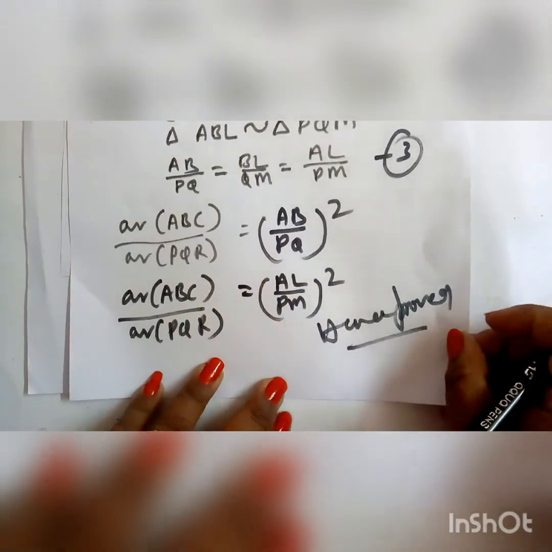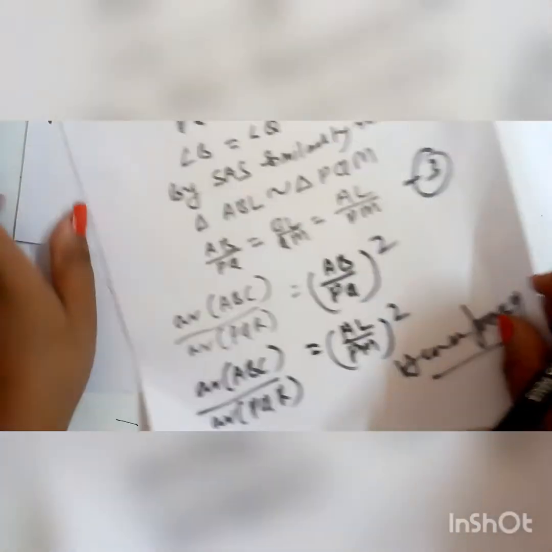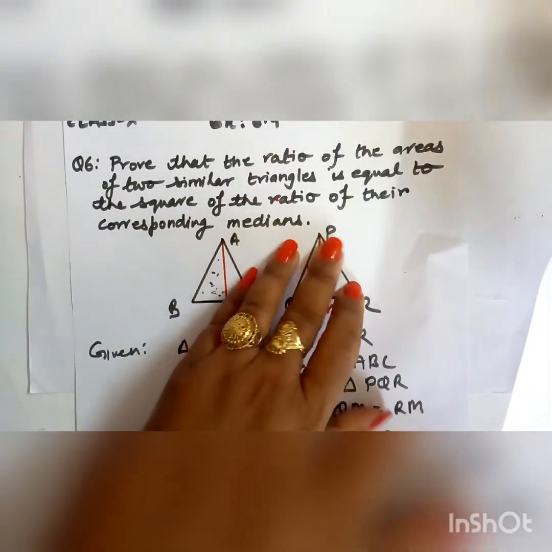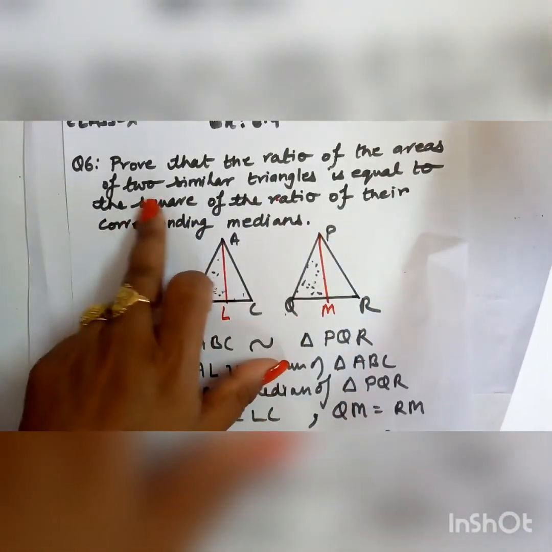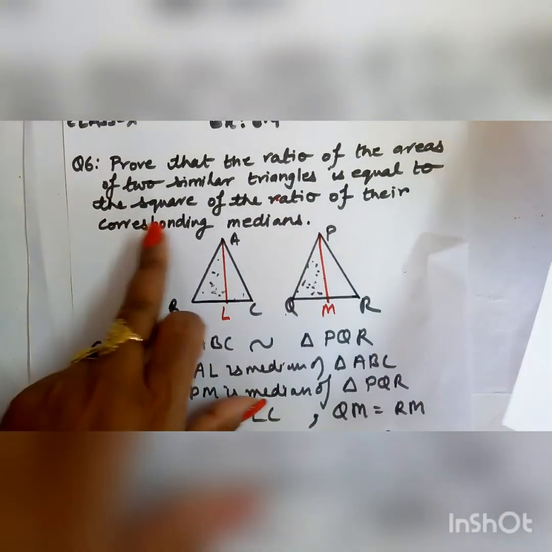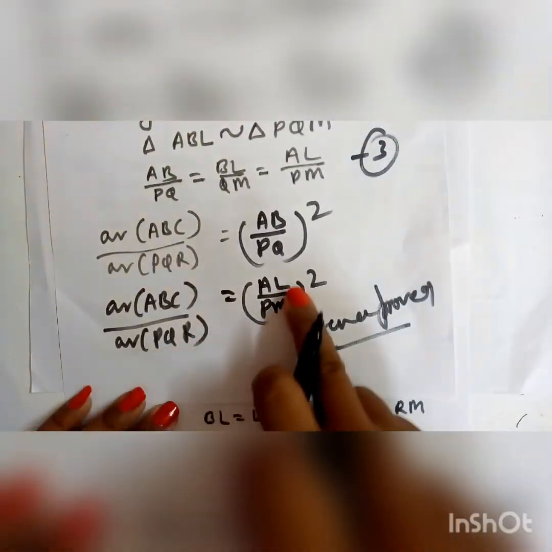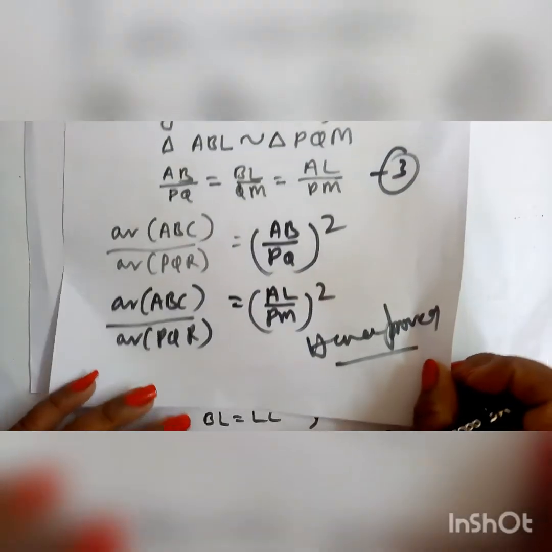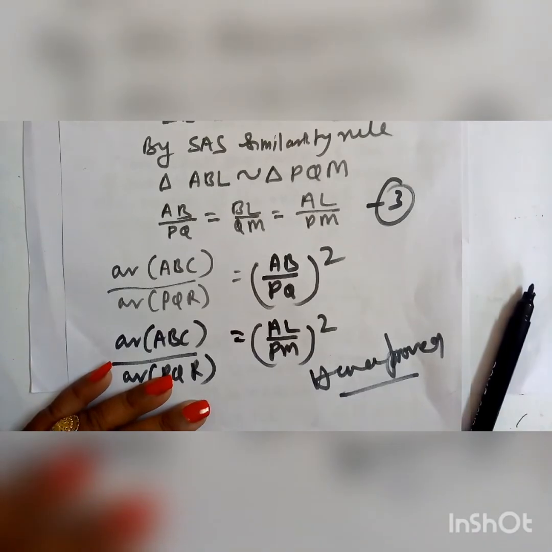And that is what we want, according to the question: the question wants that the ratio of areas of two similar triangles is equal to the square of the ratio of their corresponding medians also. So we have proved it, because AL and PM are the medians. I hope this question is very clear to you. So thank you, students.